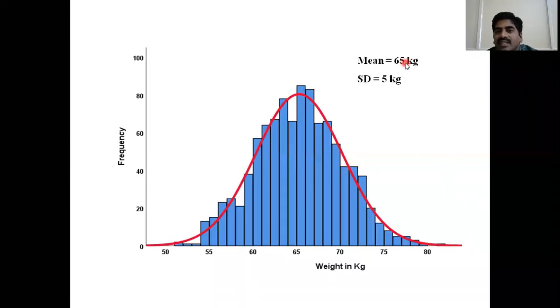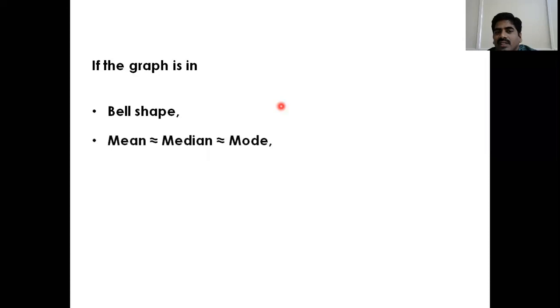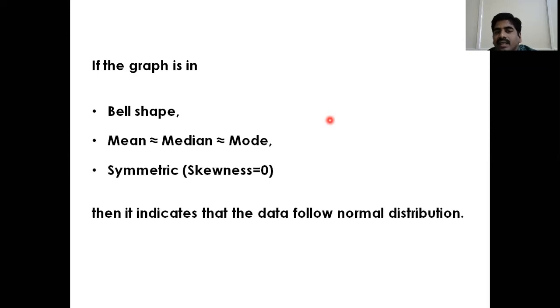See here, the mean is 65. The standard deviation is 5 kg. And the sample size is equal to 1000. If the graph is bell shaped, the mean is approximately equal to the median, approximately equal to the mode, and it is symmetric, then it indicates that the data follow a normal distribution. This is a crude method.